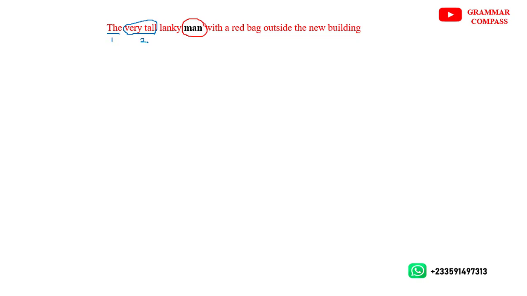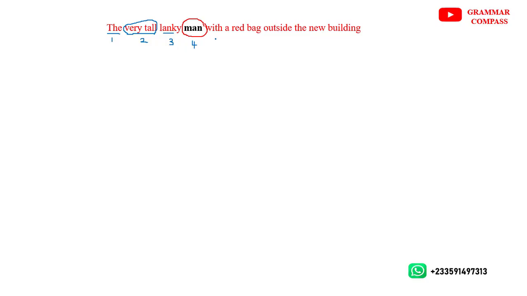Let us move on. We have lanky. Lanky is also an adjective phrase on its own, and it is modifying what? The noun man. Therefore, we have three constituents over here. This is the third one. The man is the noun head, and it is also a constituent, meaning the noun head becomes constituent number 4.